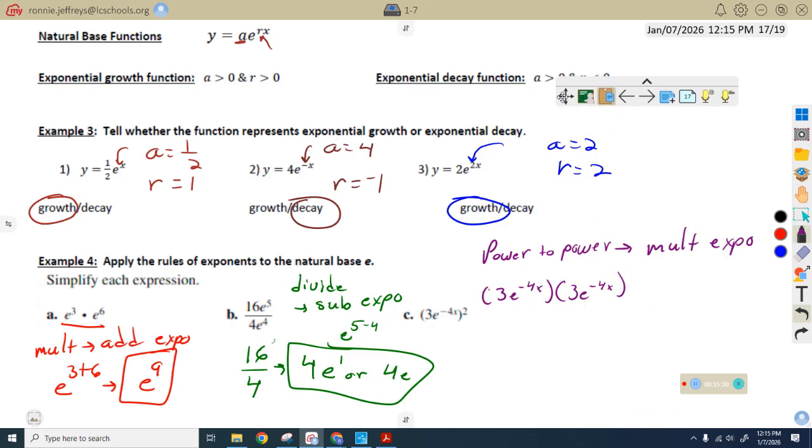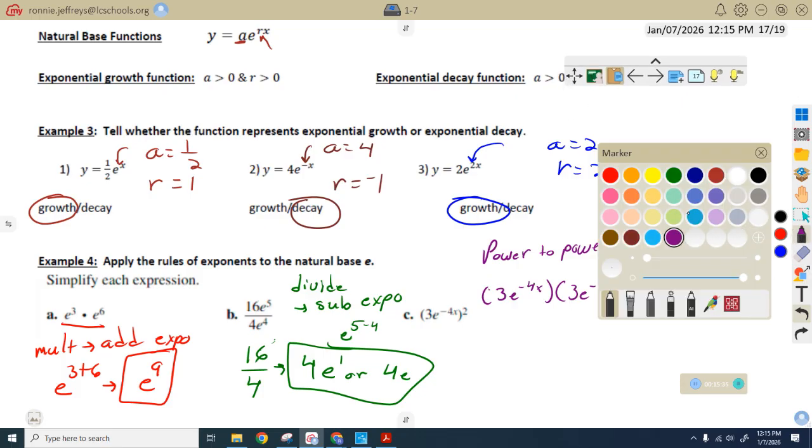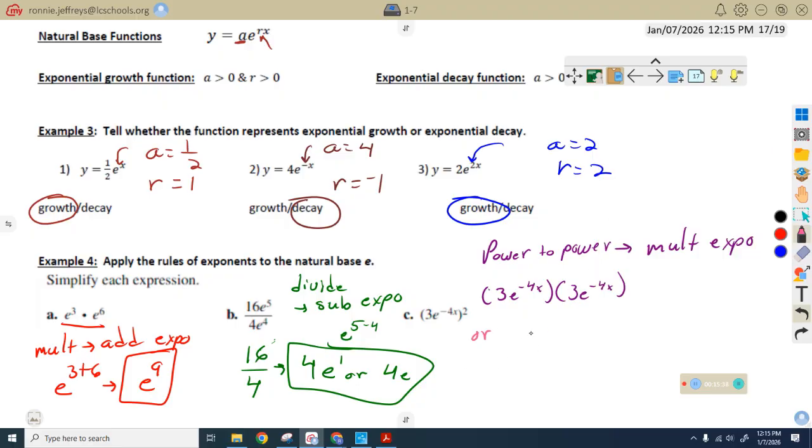Alright, so I like to say this is like distributive property on steroids. So 3 squared and then e to the negative 4x times 2. Alright. So what is 3 squared? What is 3 times 3? 9. Okay. What is negative 4 times 2? Negative 8.